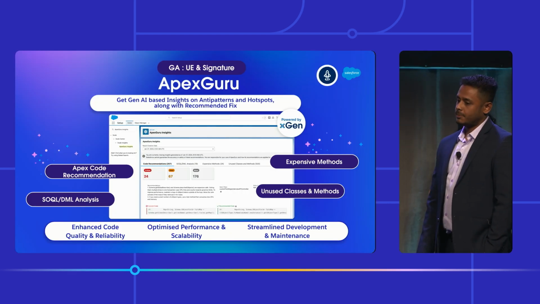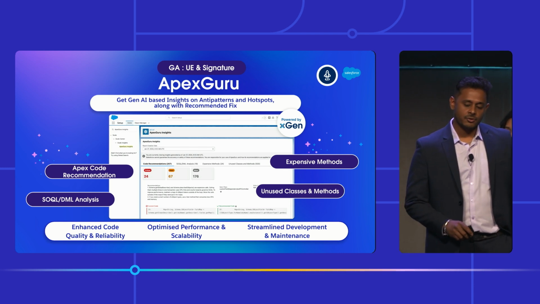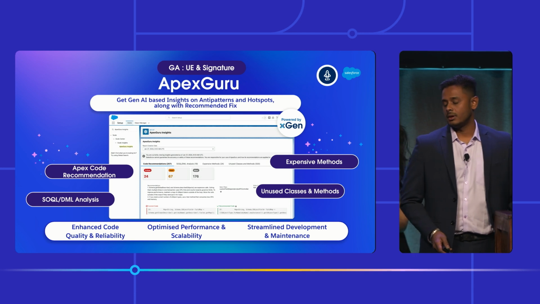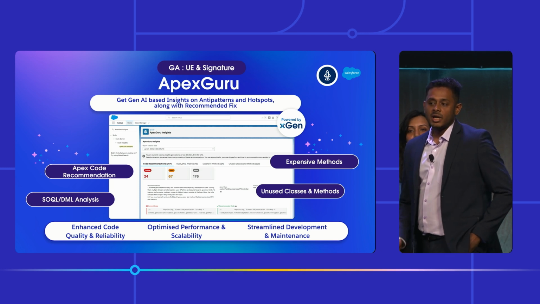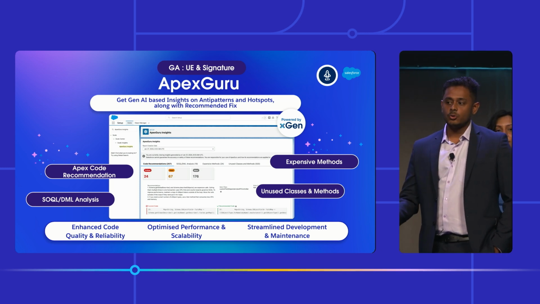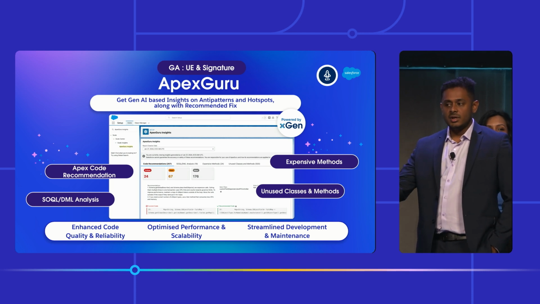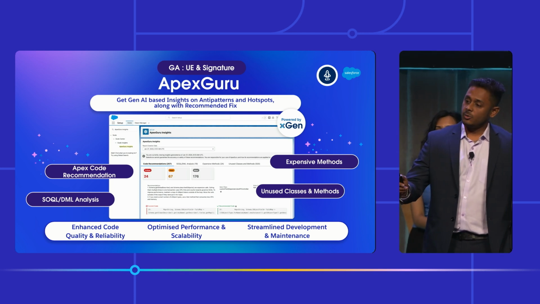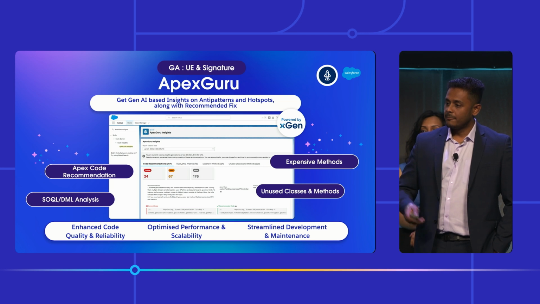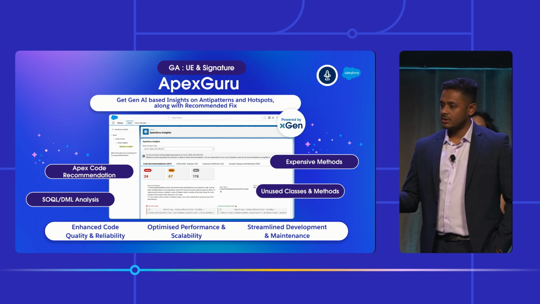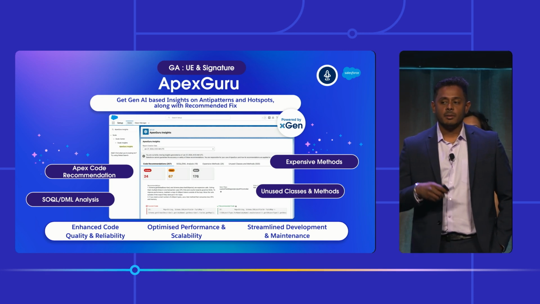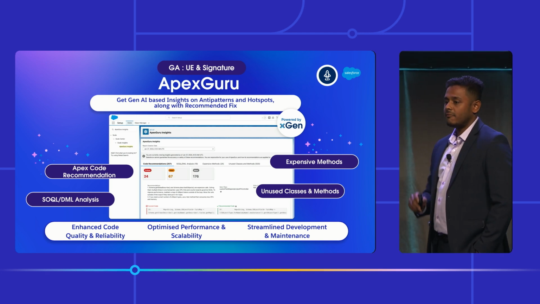That's where ApexGuru comes into the picture. Right now, ApexGuru is GA for Unlimited Edition and Signature customers. We are also going to go GA for Enterprise Edition customers by the end of the year. The GenAI tool helps in scanning the code, giving you recommendations, and identifying the anti-patterns in your code base. But the key value proposition here is the runtime analysis. Those sections of your code that have been called multiple times, it highlights. It categorizes them as critical, major, and minor, signifying the impact of each code line that is an anti-pattern, and why you should resolve it.